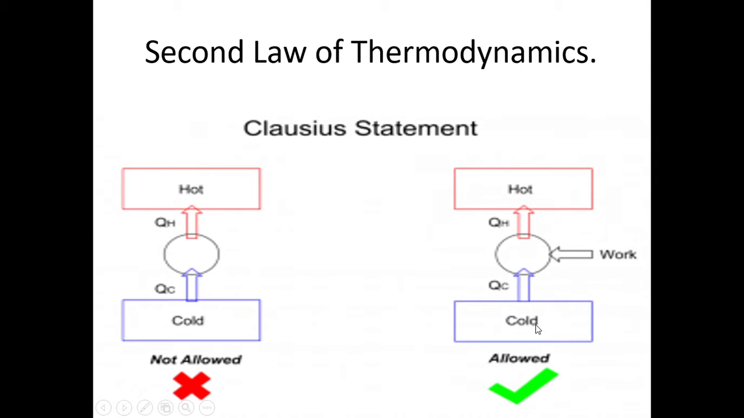If you want heat to flow in the reverse direction, that is from a cold body to a hot body, if you want to pump heat, you need to supply some work input. That is, you can pump heat from low temperature to higher temperature only if you provide some work input. Otherwise, heat will always flow from a higher temperature body to a lower temperature body. So this is the Clausius statement.